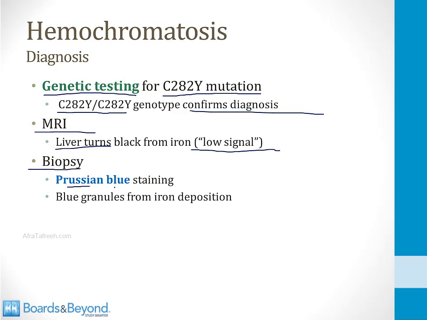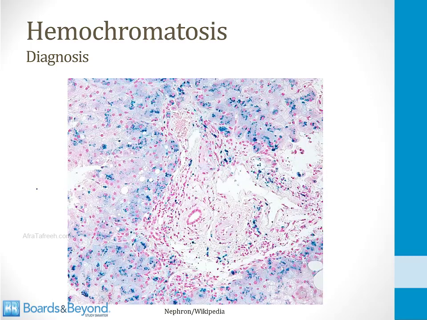You can use the Prussian blue stain, which will display blue granules from iron deposition. And this is a picture of a liver biopsy specimen. You can see these blue granules throughout the liver from Prussian blue staining, and that's what's seen in hemochromatosis.